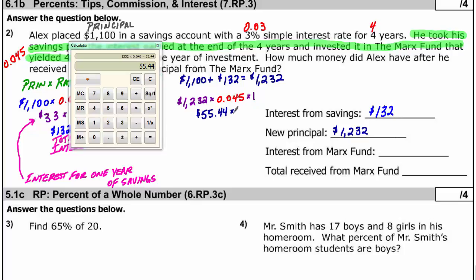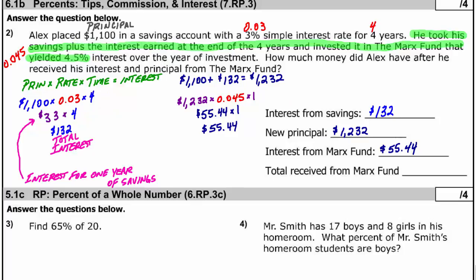$55.44 times the 1 year, and that's going to stay $55.44. And that is the interest that he earns from the Marks Fund, $55.44. Then the final step, what's the total? So he's going to take the money out now. He's taking all the money out of the account. He's coming back in. It's the end of that year. And how much did he have left after he receives his interest and principal from the Marks Fund?